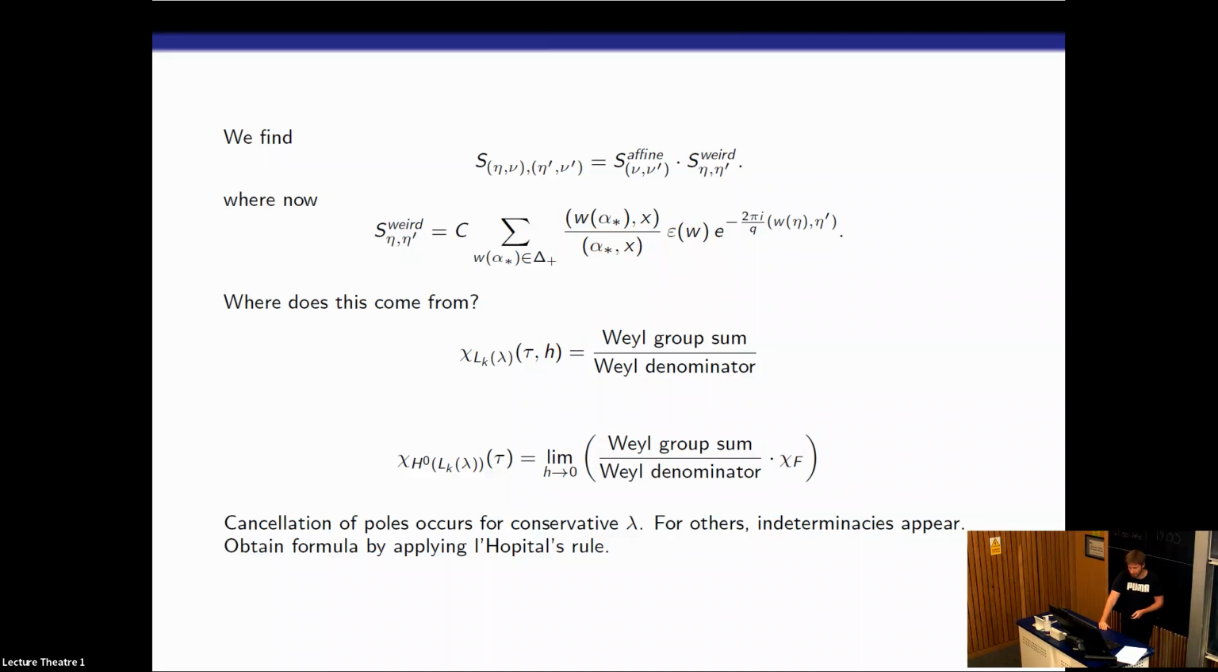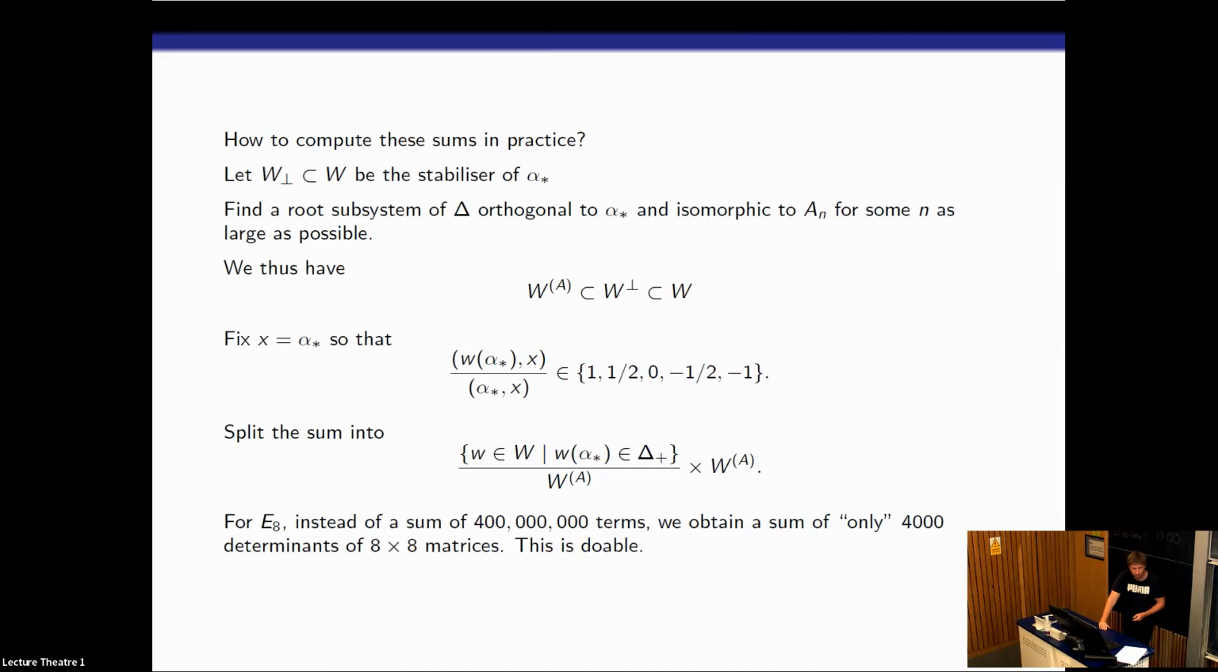Okay, so this formula, and then the next interesting thing is to put it on the computer and compute some examples.